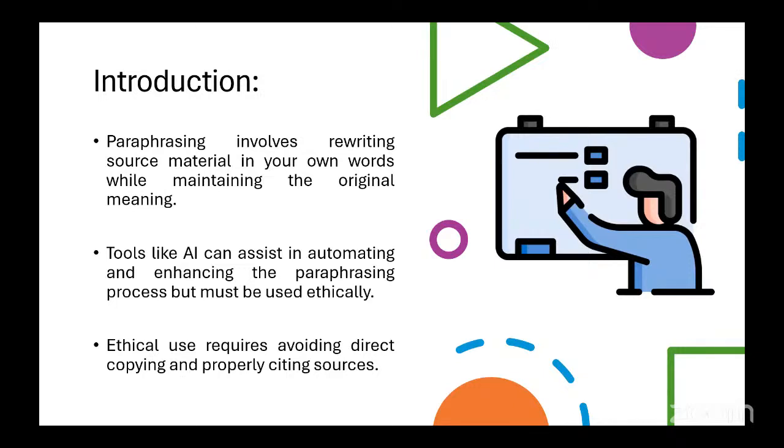Paraphrasing involves rewriting source material in your own words while maintaining the original meaning. Tools like AI can assist in automating and enhancing the paraphrasing process. However, it must be used ethically. Ethical use requires avoiding direct copying, either from the original source material or directly from AI, and it also involves properly citing the sources that you got the information from.